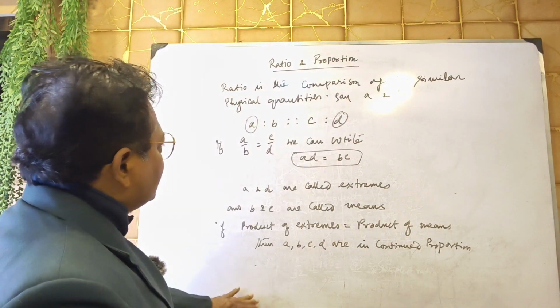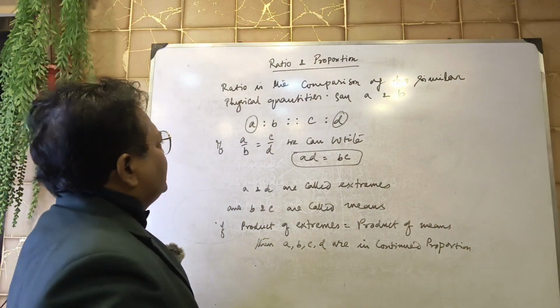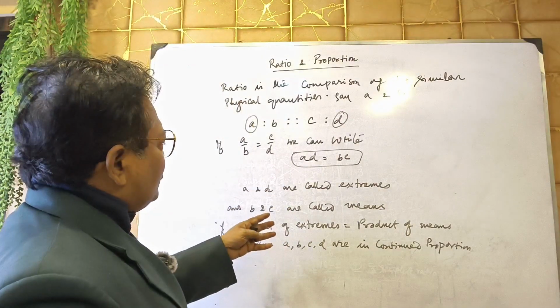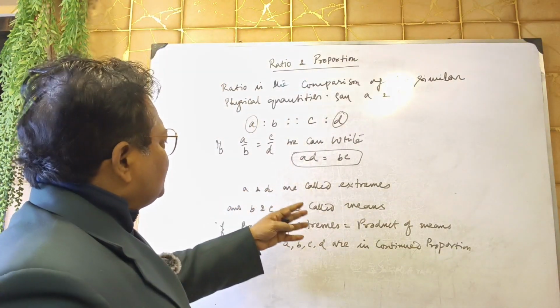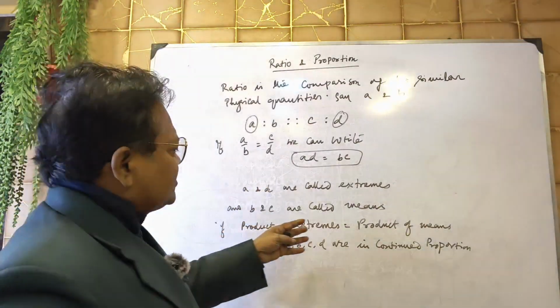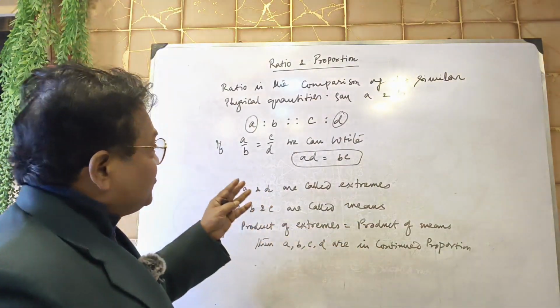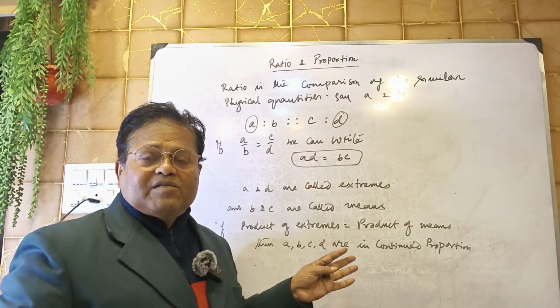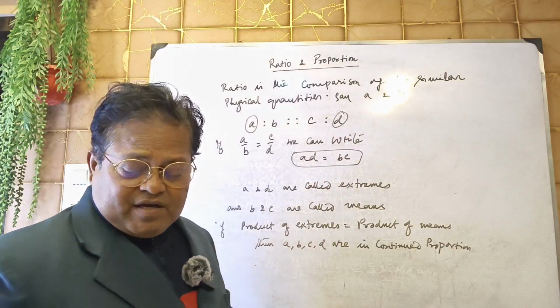Here, this is the case of the four quantities A, B, C, D. When they are in proportion, you will follow this one. When they are in proportion, the product of extremes is equal to the product of means. It is for four numbers when they are in proportion.